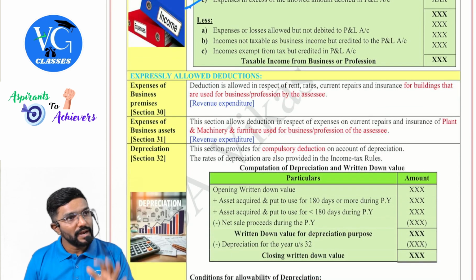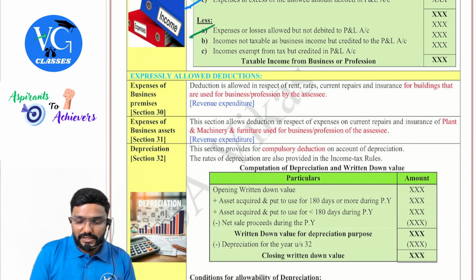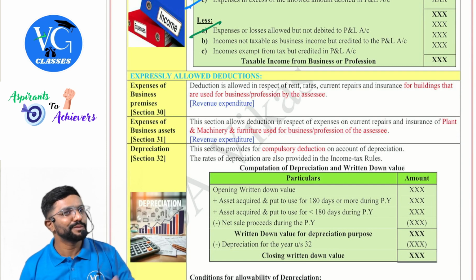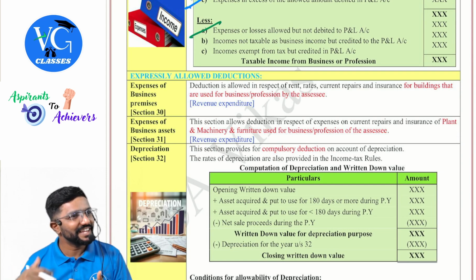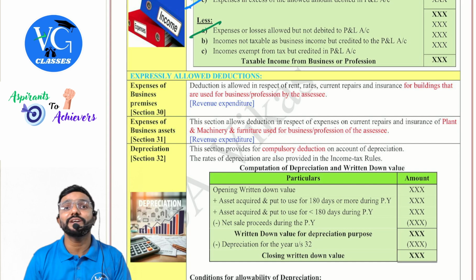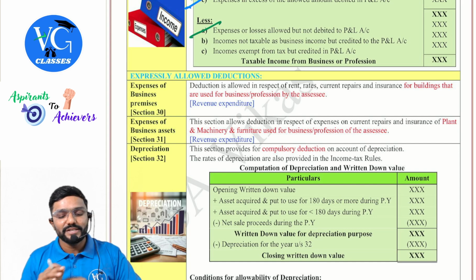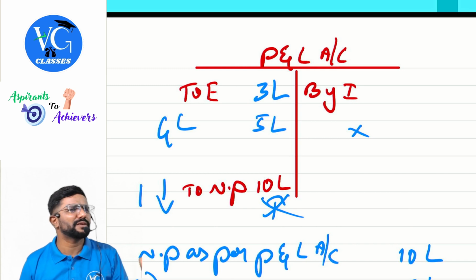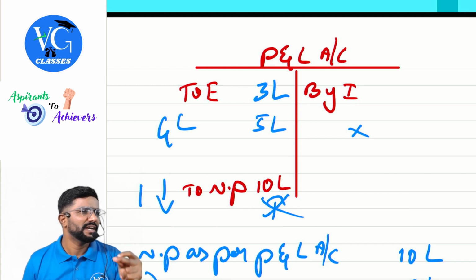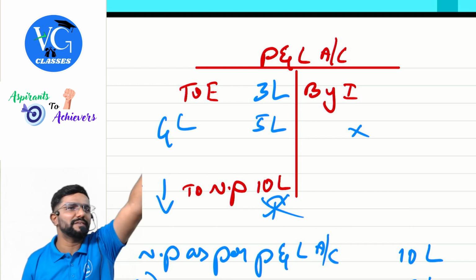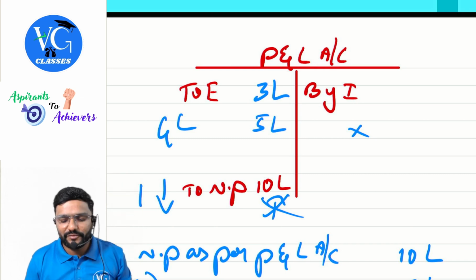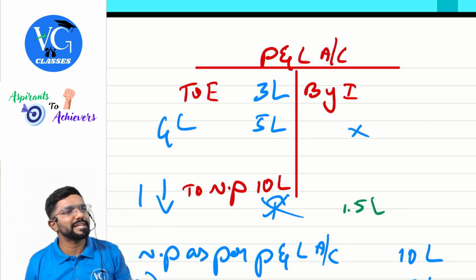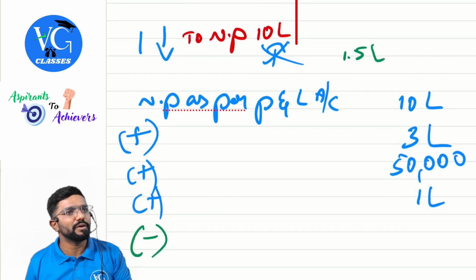Okay, so less: expenses or losses allowed, but not debited to P&L. No fool will do it, but still, if he is doing it, he's showing more income. For example, somewhere in the adjustments they are told 1.5 lakh expenses, which is allowed as per income tax law, but not debited. What will you do?